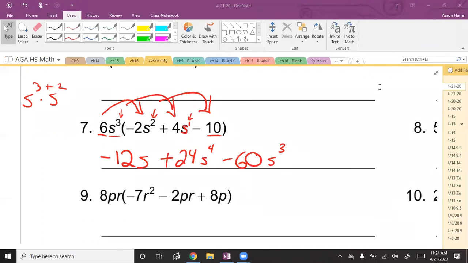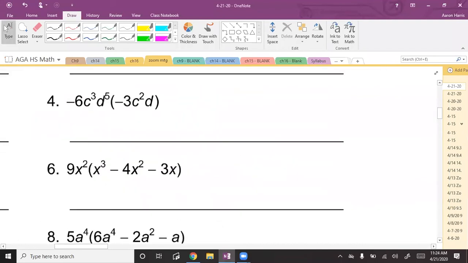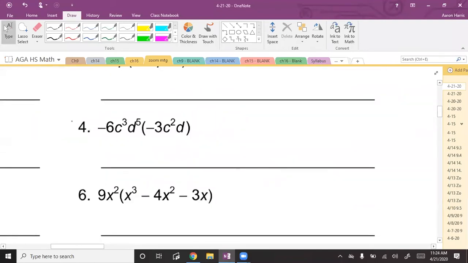Nuvia. Here we go, Nuvia. You got number 4. So -6 times -3 is what?